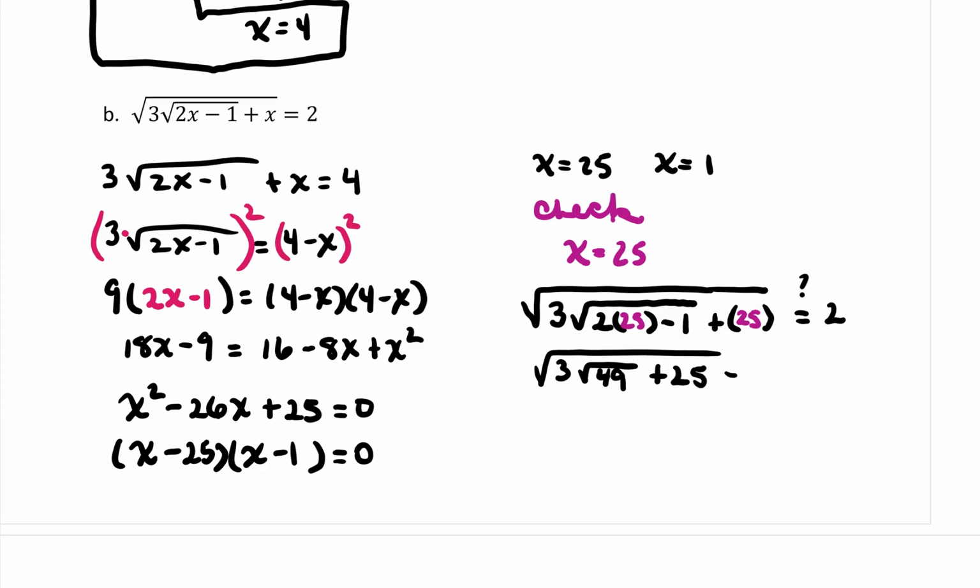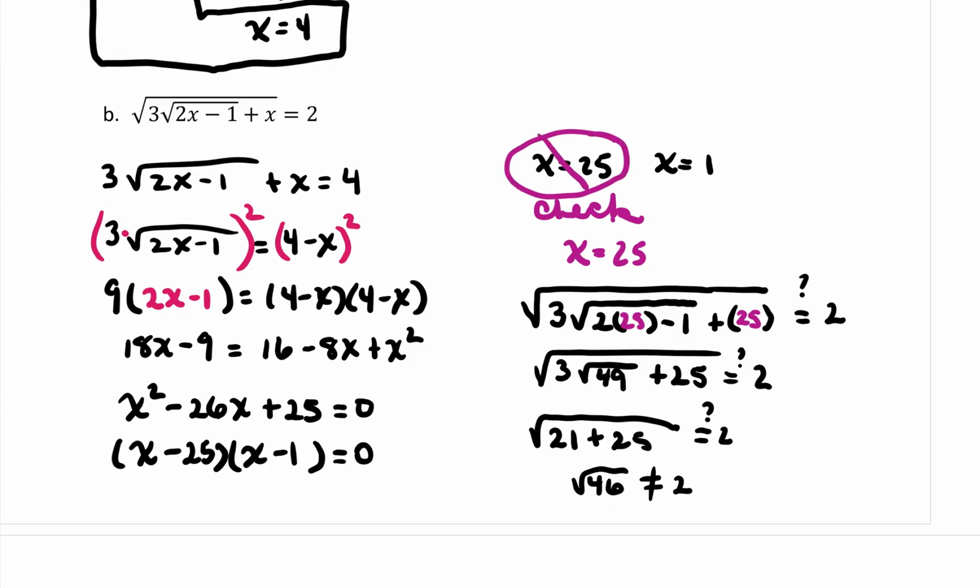We're asking ourselves, does this really equal 2? Well, the square root of 49 is 7, so we have 3 times 7 underneath this main radical, which is 21, plus 25. Is this equal to 2? And right now I can see that the square root of 46 does not equal 2. And so x equals 25 is not part of our solution set, and so we're going to exclude it from our solution.